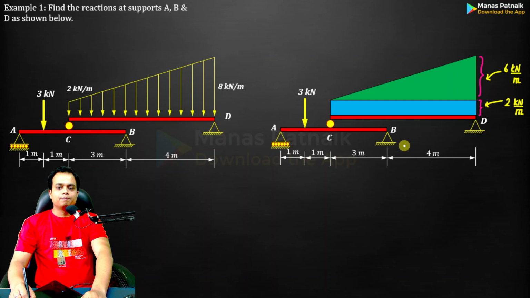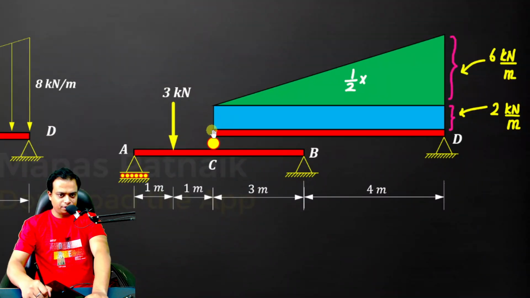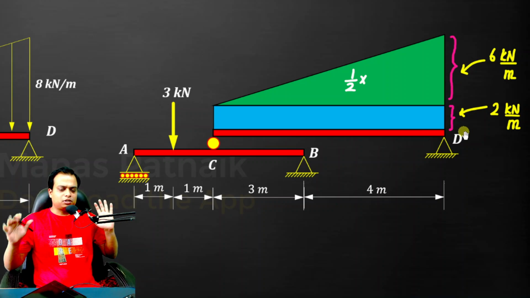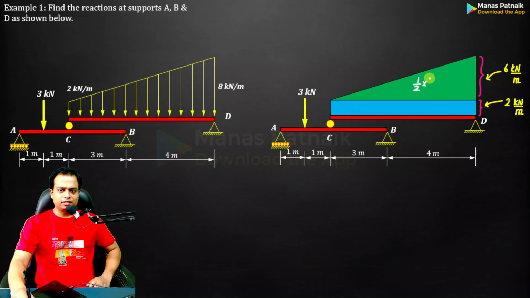This area is half of base times height. The base is, just watch, from here till you reach here, from C to D. The base is 3 plus 4, which is 7. So half of base is 7, and the height of the triangle is 6. 7 times 6 is 42. 42 by 2 is 21.